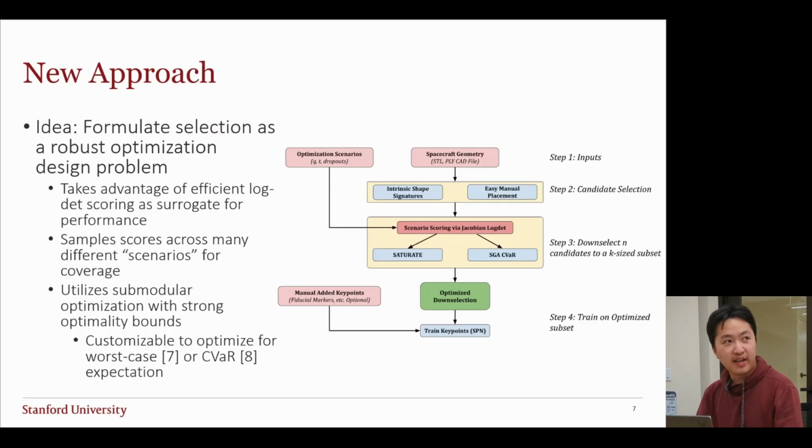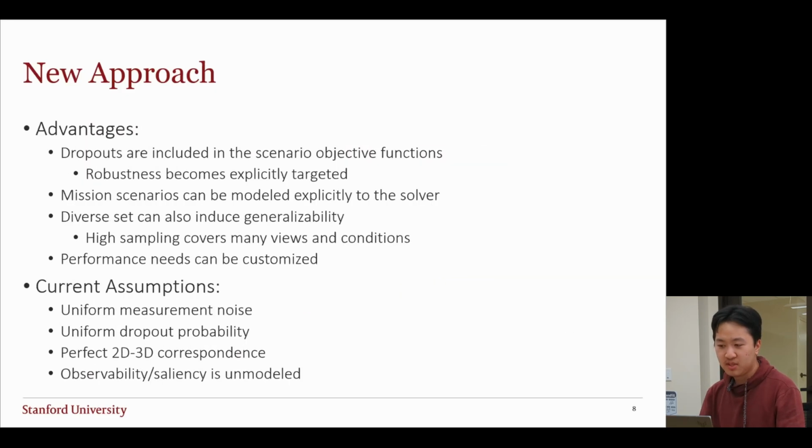And I've included a diagram of what the pipeline looks like here, and I'll go a bit more into it in the following slides. The advantages of this approach are that dropouts are included in the scenario objective functions, which means you can explicitly model and target robustness. Mission scenarios can be modeled explicitly to the solver.